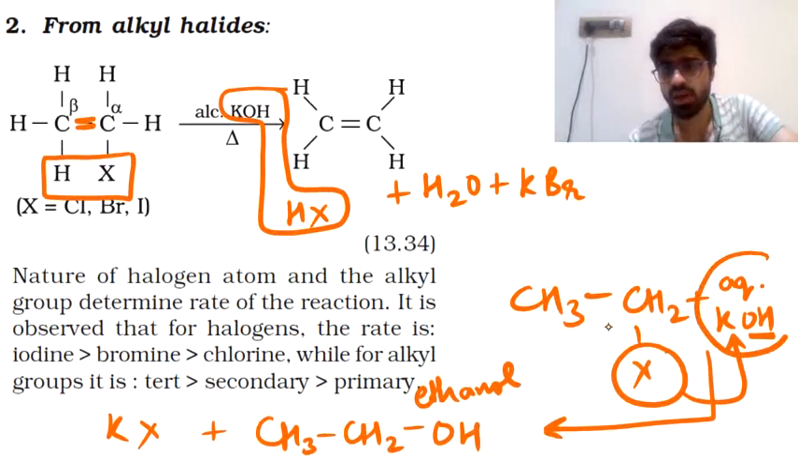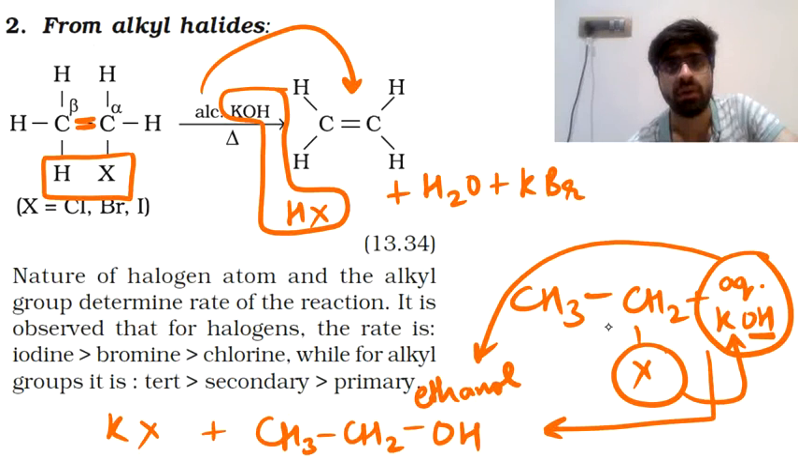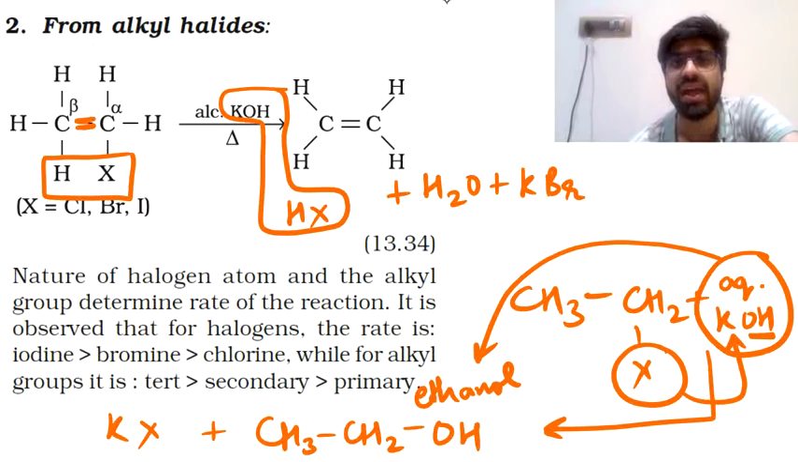So with aqueous KOH you get the formation of alcohol, but with the help of alcoholic KOH you are getting the formation of ethene. Okay, so keep in mind alcoholic KOH is going to give you alkene, whereas aqueous KOH is going to give you the corresponding alcohol by replacing the X atom with OH group.